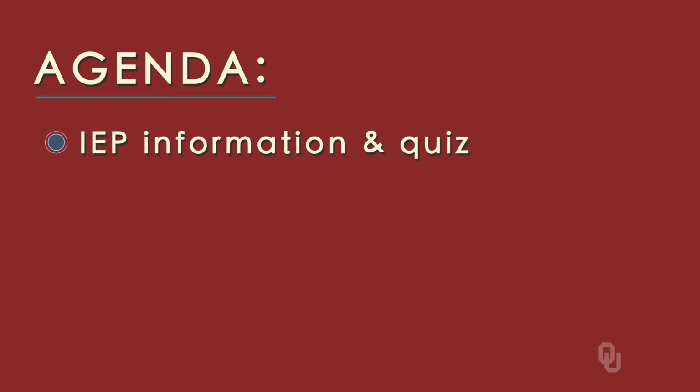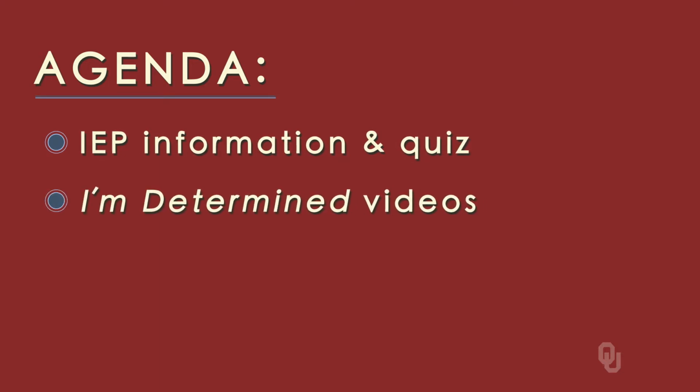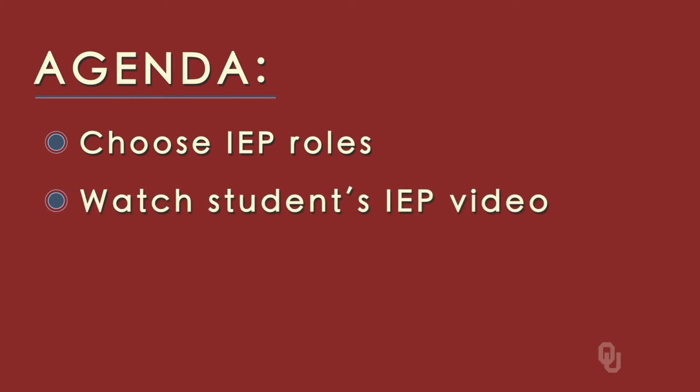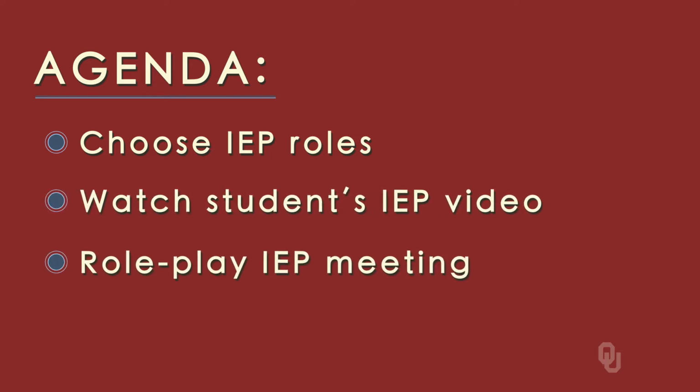So today we're going to first go over IEP information and take a little quiz. We're going to watch some I'm Determined videos. We're going to go over an IEP script for students who may be more comfortable reading off of a script rather than just leading their own meetings. Then, if you were doing this with students, you could have students choose different IEP roles, such as one student's going to be the teacher, one student will be the principal, one student will be the parent, and have an actual mock IEP meeting. Then we're going to watch another video and then role play the meeting.